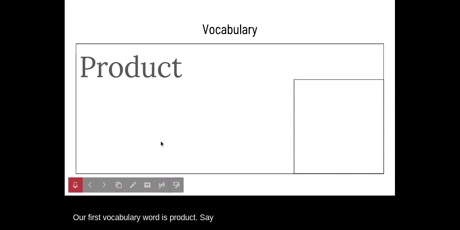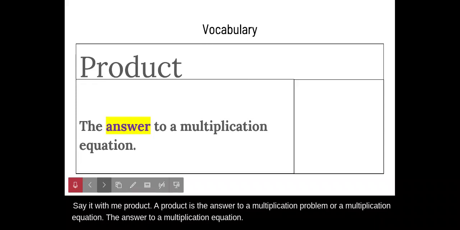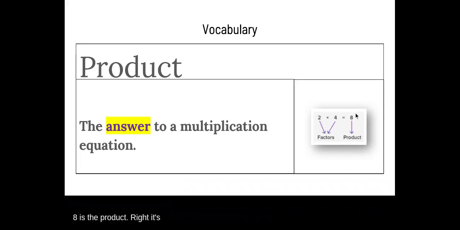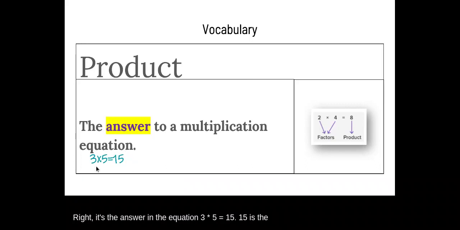Say it with me. Product. A product is the answer to a multiplication problem or a multiplication equation. Product. In our picture example, 8 is the product, right? It's the answer. In the equation, 3 times 5 equals 15. 15 is the product. 3 and 5 are a factor pair, and 15 is the product.